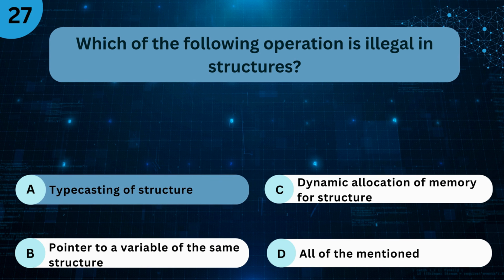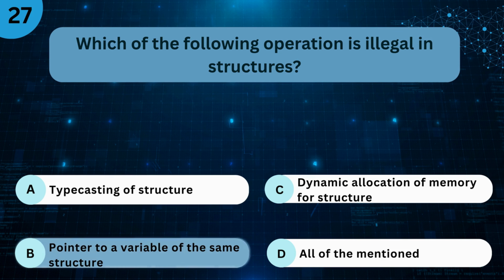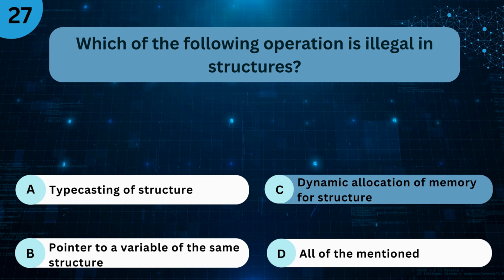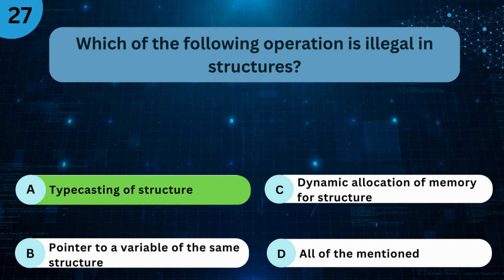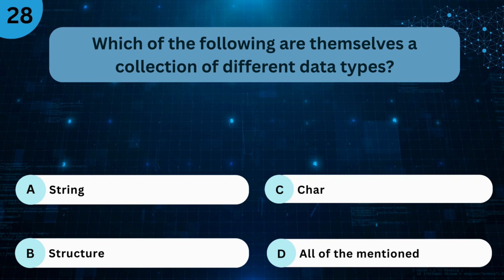Which of the following operations is illegal in structures? A. Typecasting of structure. B. Pointer to a variable of the same structure. C. Dynamic allocation of memory for structure. D. All of the mentioned. The right answer is A. Typecasting of structure.